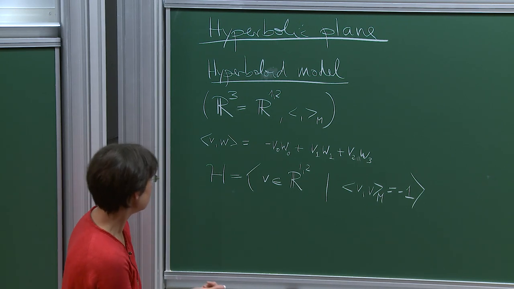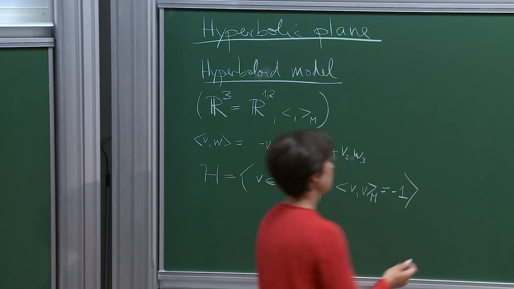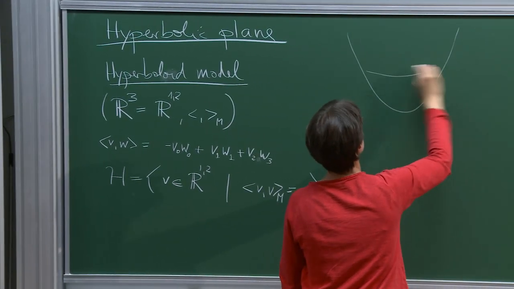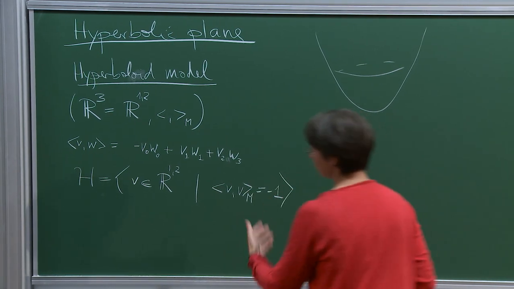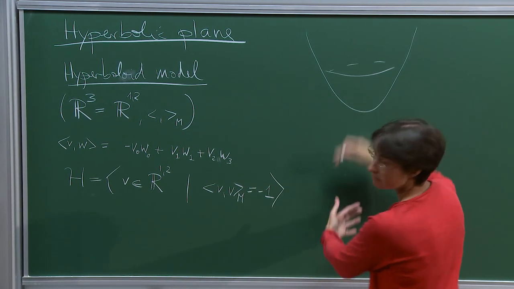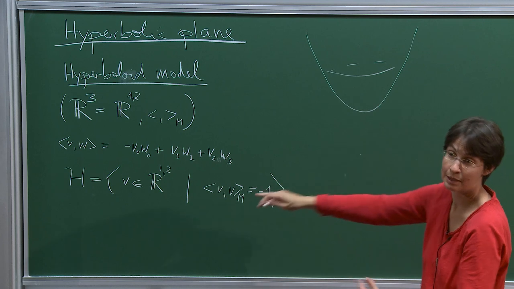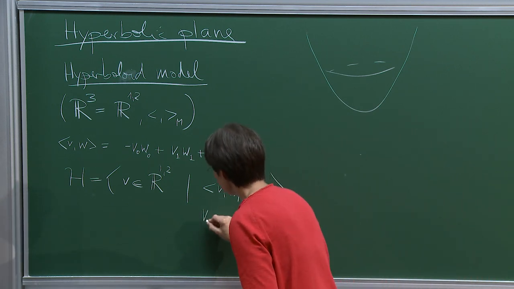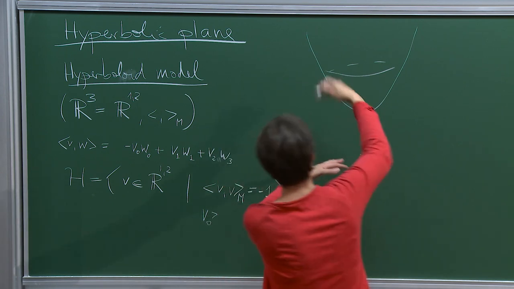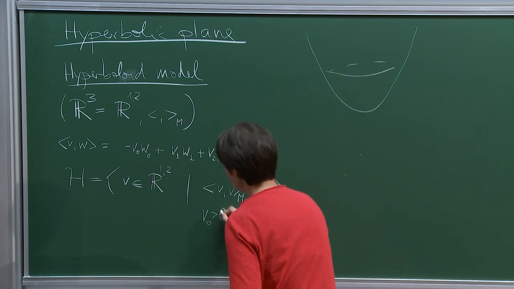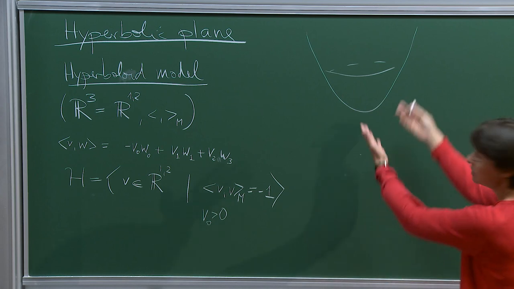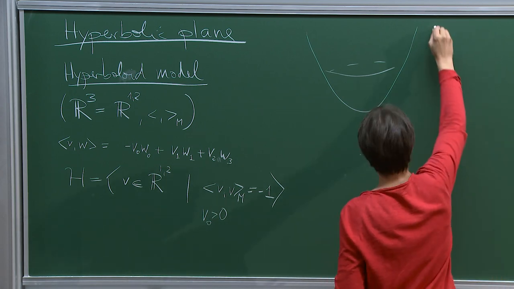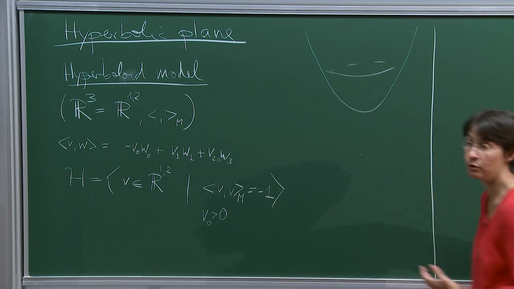You can try to draw this. If we take a vector or minus the vector, we have the same thing. So we usually add a second condition, and we just take one of these hyperboloids, namely the one where the first coordinate is positive. So this is our space, and now you can do a lot of things similar to how you would do it for the sphere.